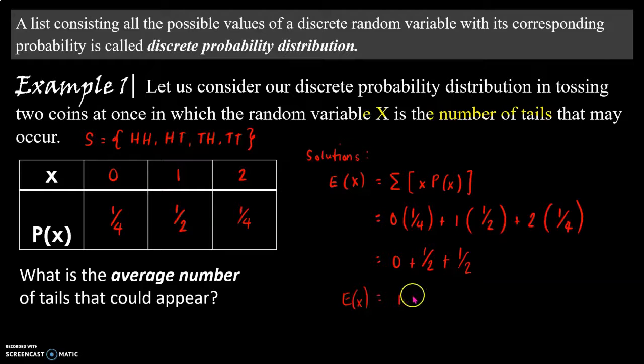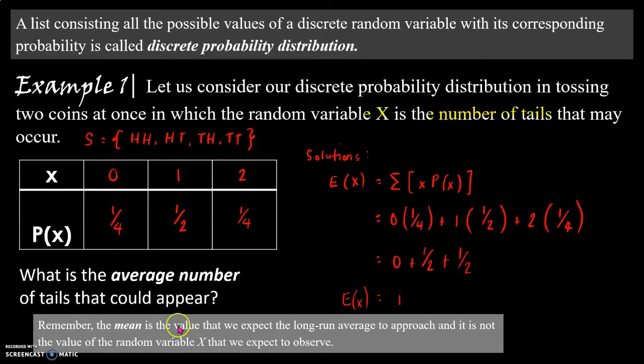Now remember that the mean is the value that we expect the long-run average to approach, and it is not the value of the random variable x that we expect to observe.